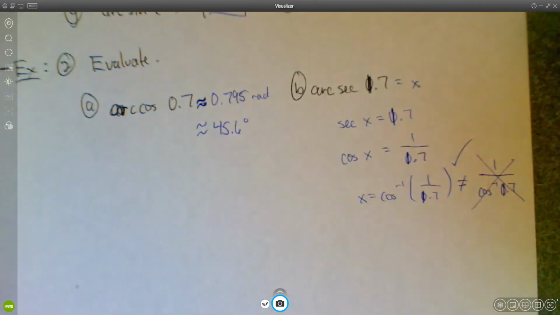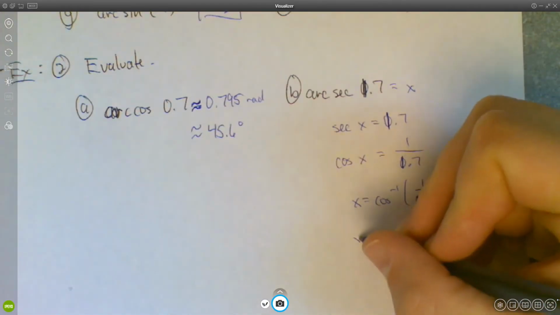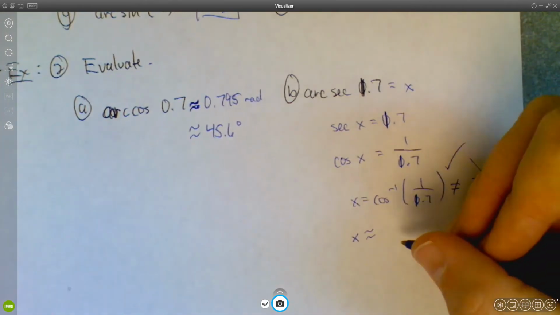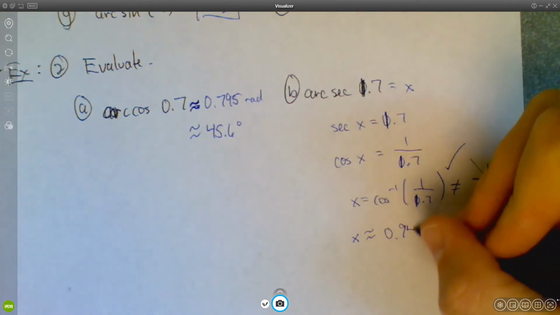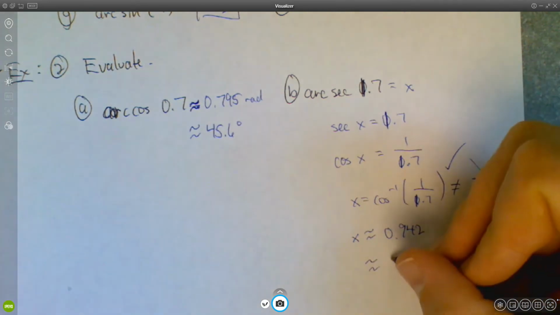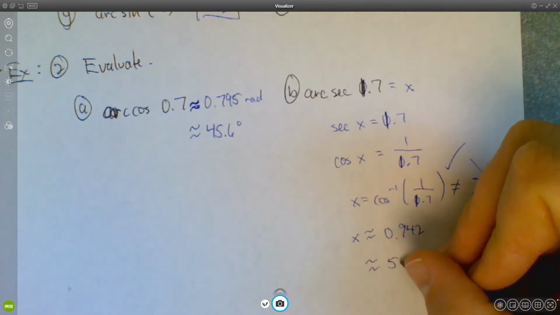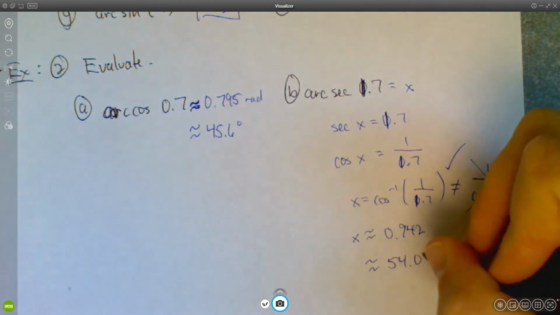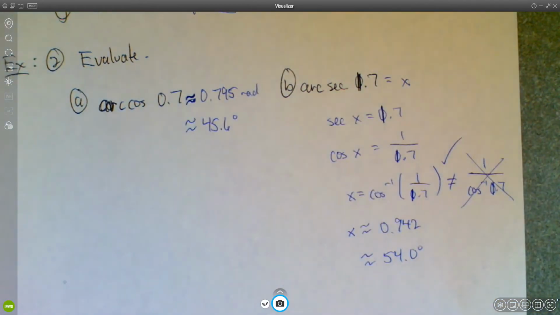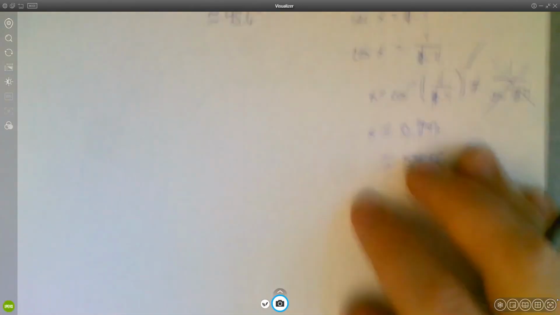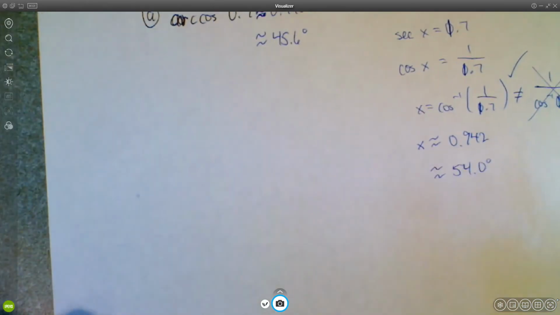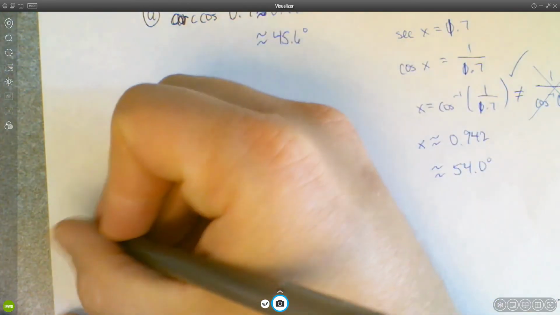Okay, so in radians, this would be about 0.942, and in degrees that would be about 54.0. Okay. Very good. Let's try. Okay, so let's try this.